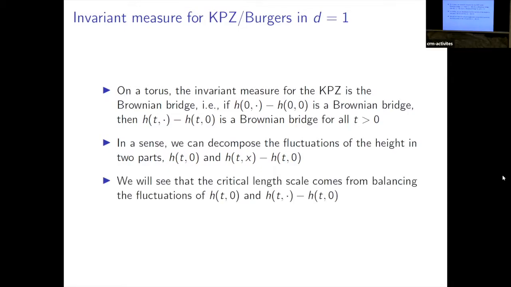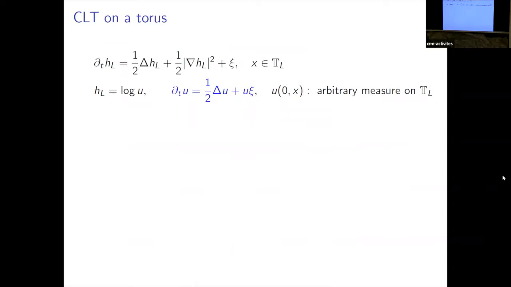So we'll see where the critical length scale, this magical 2/3 and 1/3, actually comes from. One way to interpret that is a balance of those two terms. So let's first look at what happens on a fixed torus. Now L is fixed. I look at this equation in d equal to 1, with precisely space-time white noise.